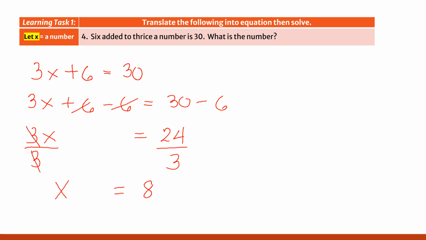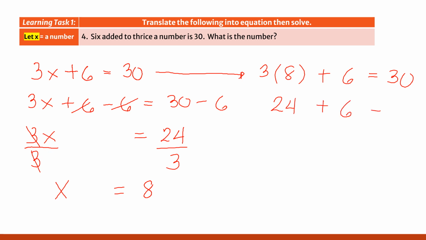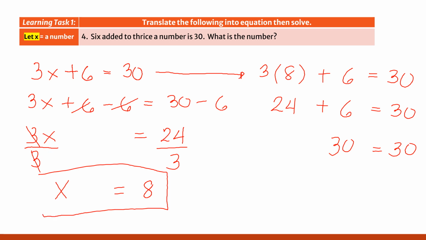So, again, let us check. Go back to sa ating given equation. 3x, so that is 3 times 8. Okay? And then plus 6 is equal to 30. So 3 times 8, 24. And then plus 6 is equal to 30. And 24 plus 6 is 30, which is equal to 30. In this case, x equals 8.